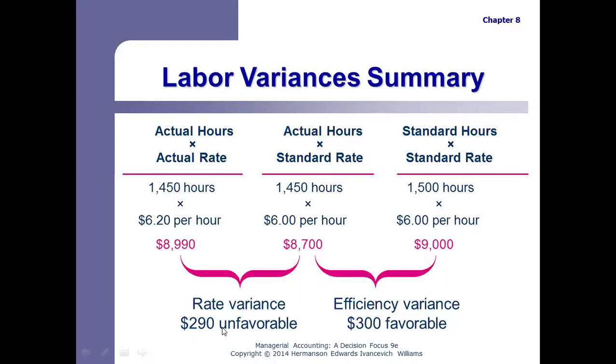Okay, rate variance means we paid more per hour than we intended to. Efficiency variance, 300 favorable, so we used fewer hours than we planned to. Those two kind of wiped each other out, netted each other. It's almost even, but it's $10 favorable.